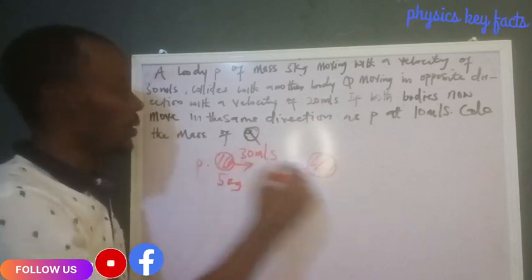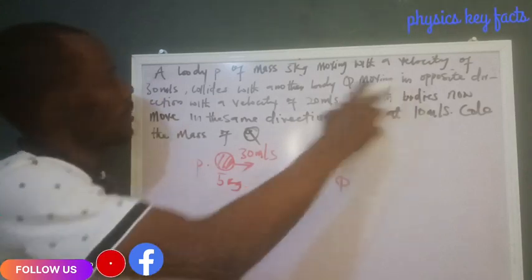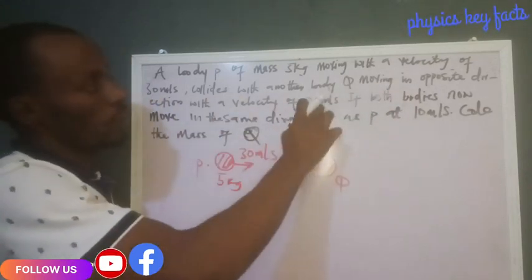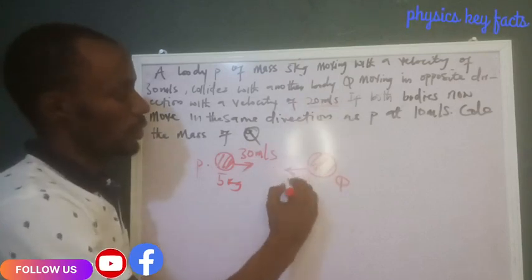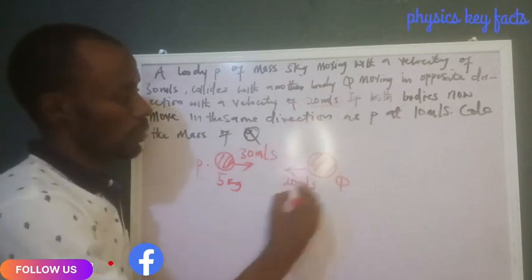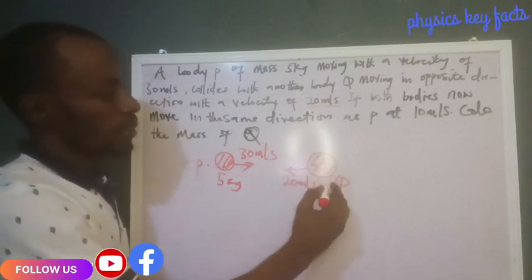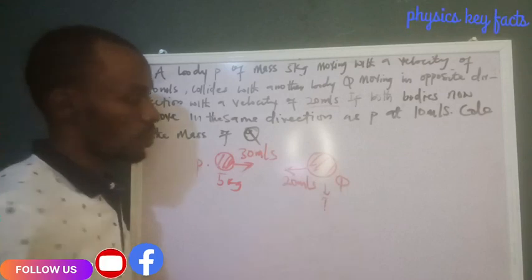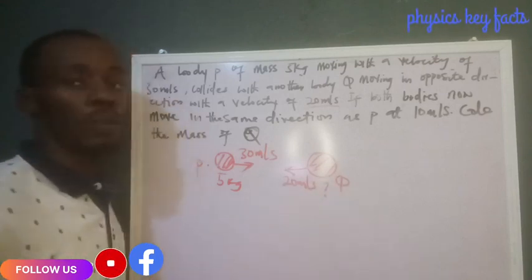So this is body P, and this is body Q, moving with a velocity of 20 meters per second. So there's a velocity here of 20 meters per second. This body has no mass given. The mass wasn't given to us, so we are going to put a question mark there.